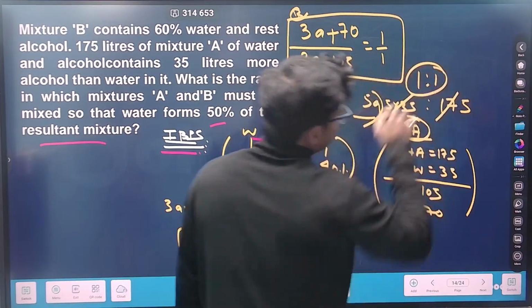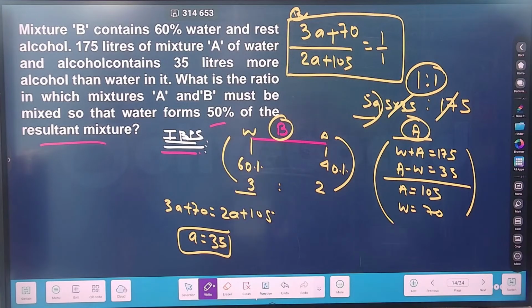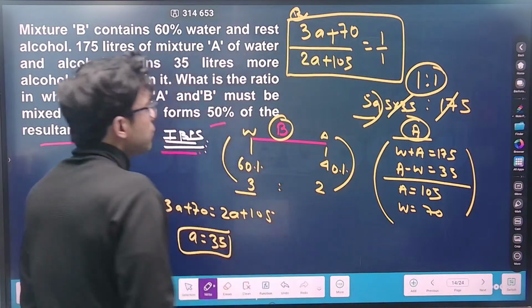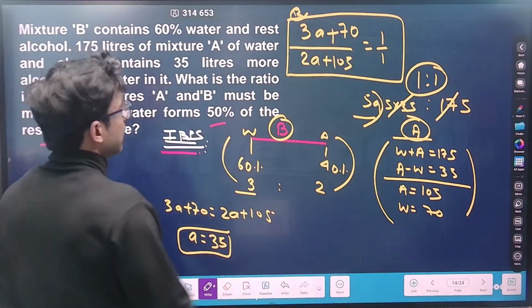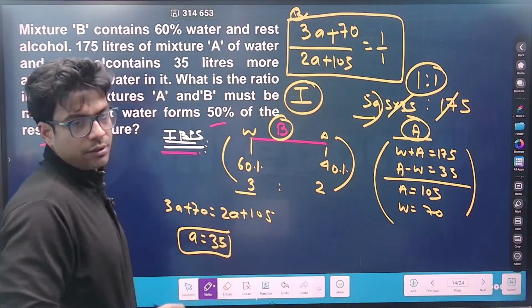I hope everyone is getting this method. You got this method? Yes or no? This is one of the ways of thinking about this question. If somebody wants to say this is method number 1, I would say this is method number 1 of solving this question. Is it clear to everyone?